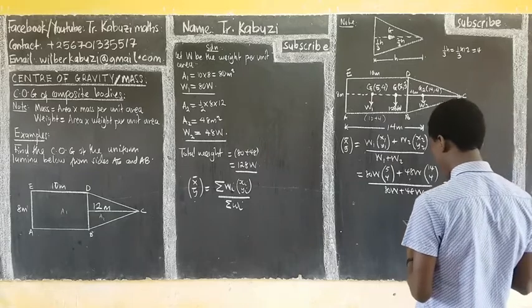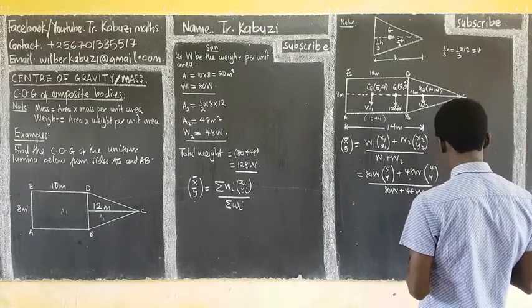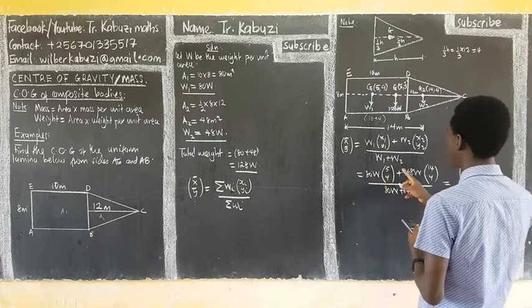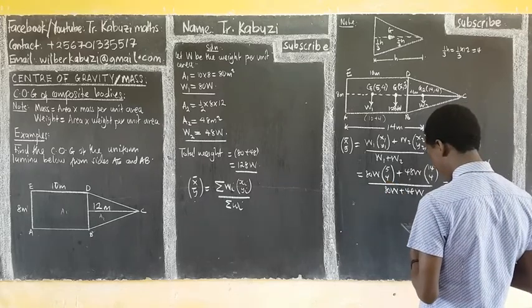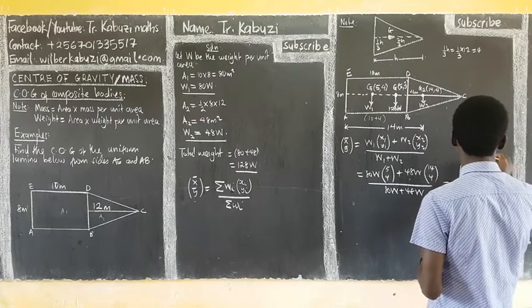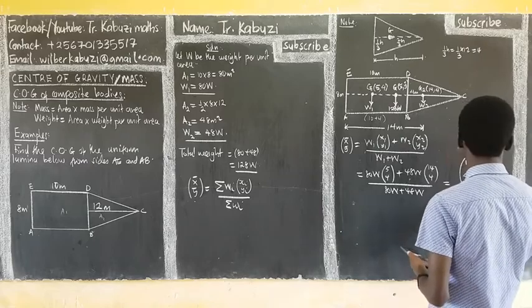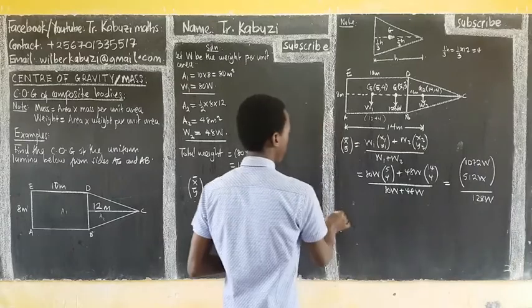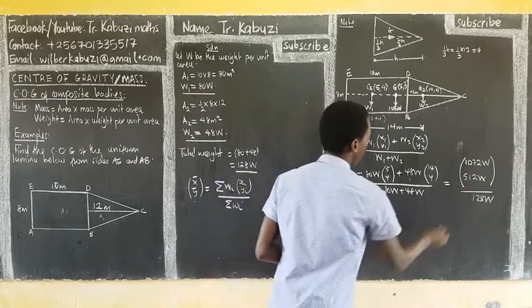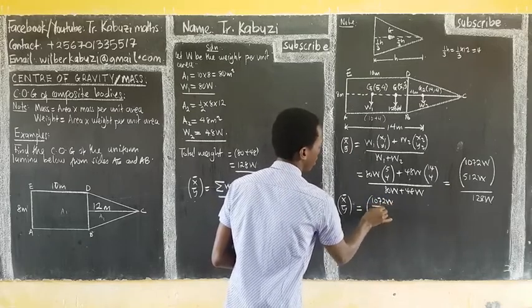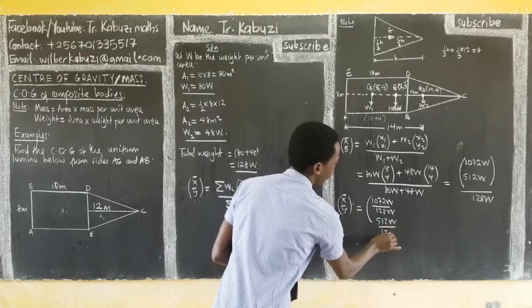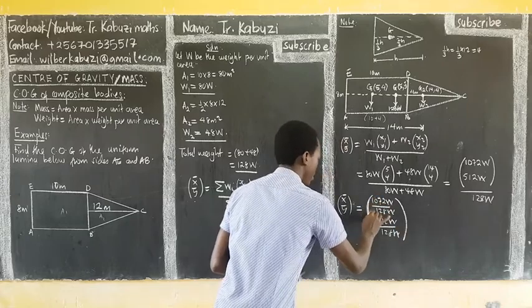Pressing this onto my calculator, what I get is 1072 W. Then when I press the lower one, it's giving me 512 W. Over the total weight I added, which is 128 W. So from there, this is going to give us our x bar and y bar: we get 1072 W divided by 128 W, then 512 W divided by 128 W. That's what we are going to get there.